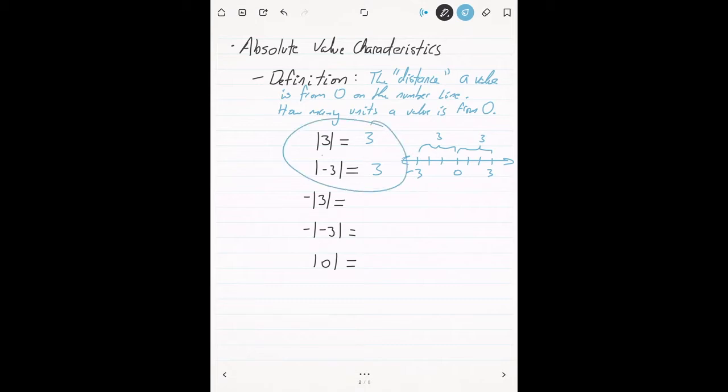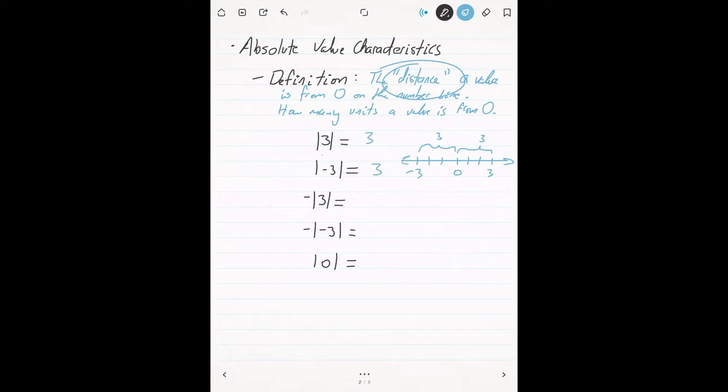Sometimes people think of the absolute value as returning the positive version of whatever number is on the inside. That's an okay way of thinking about this. Basically, when we work with the absolute value, it's always going to be a positive number. Whenever you take the absolute value of something, it will always be positive, because when we take the distance of something from 0, that's always a positive number.